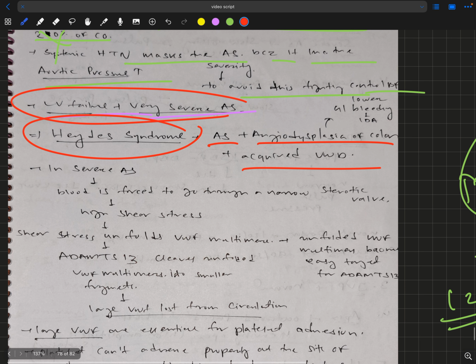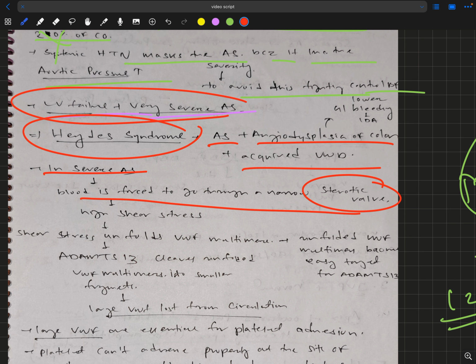So what happens here? In case of severe AS, blood is forced to go through the narrow stenotic valve. When blood is going through this narrow stenotic valve, there is a high shear stress. Shear stress unfolds the von Willebrand factor multimers. These von Willebrand factors exist as multimers. When blood is going through a narrow channel, there is more stress on the blood, and that will lead to unfolding of the von Willebrand factor multimers.